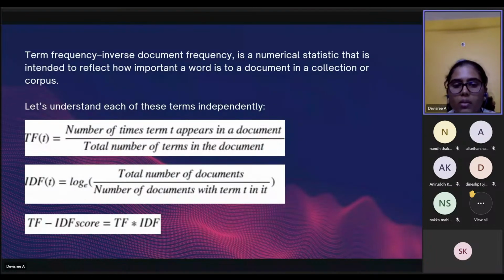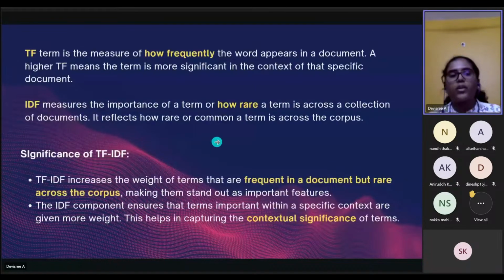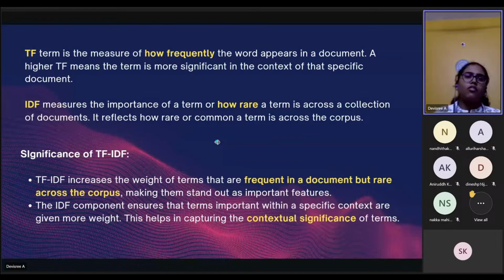Scale is because it is divided by the total number of words. IDF is log of total number of documents divided by the number of documents with the word in it. Okay, so this formula will make sense when we come to the features. So what does TF measure? TF measures how frequently the word appears in a document.